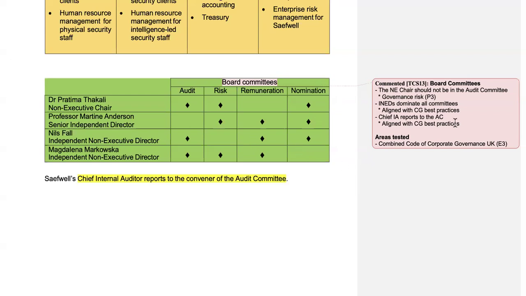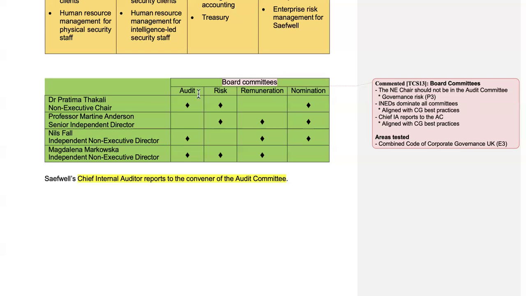So, an issue with the composition of these board committees: the non-executive chair, as you can see, sits in the audit committee, which exposes us to governance risk as per corporate governance guidelines. The non-executive chair is not supposed to sit in the audit committee. So at your exam, whenever there's a question about corporate governance, it's best that you mention this fact.